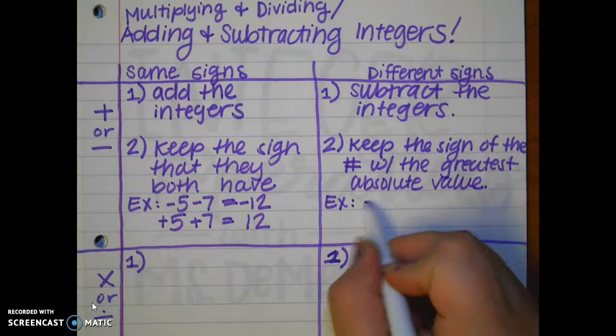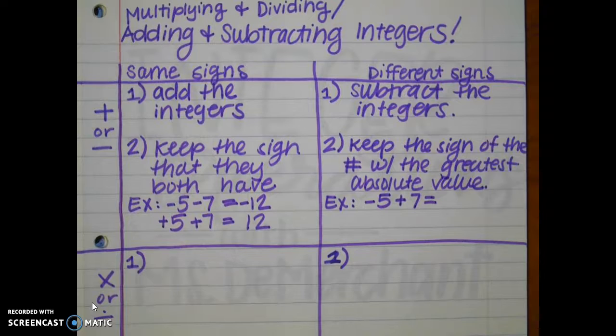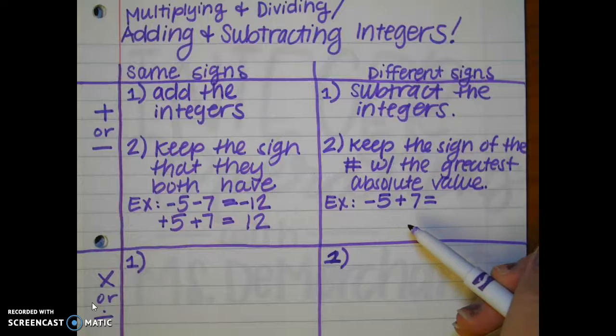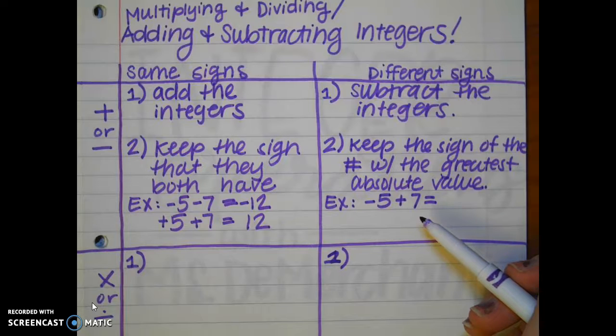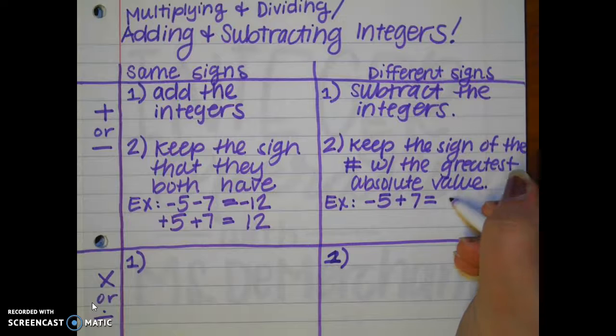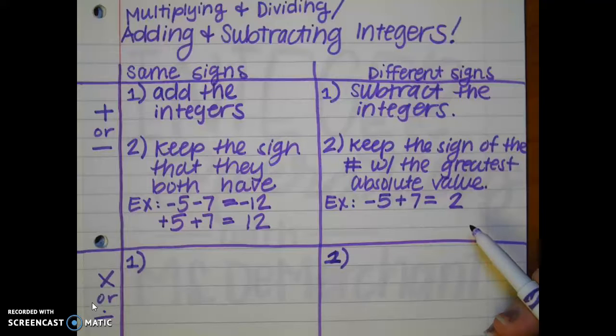All right. So let's do an example. Let's say we have -5 plus 7. So we're going to subtract the integers. So we're going to find the one with the bigger absolute value, subtract the smaller one from it. It just makes sense, right? So we do 7 minus 5, which gives us 2. And then we're going to keep the sign of the one that has the greater absolute value. We already knew that that was 7, so it's going to stay positive. So the answer is a positive 2.